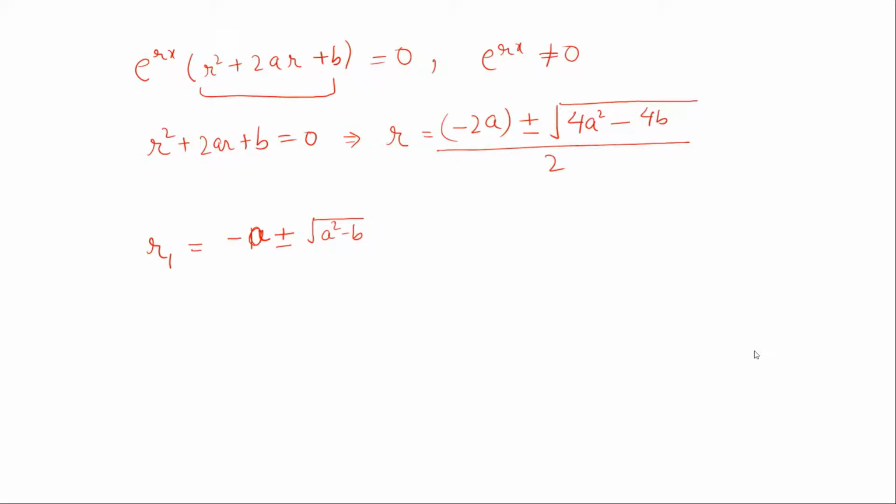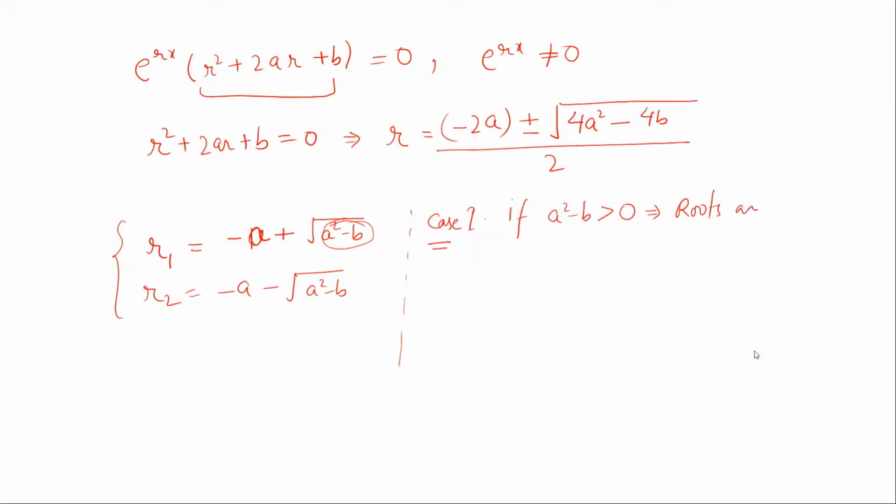Okay, so if we are writing r1, then it should be only minus, and r2 would be minus of a minus under root a square minus b, these two roots. Okay, now for these roots to solve, we may have different cases. Case 1, we will say that if this portion a square minus b is greater than 0, then it states that these function roots are real and distinct. Roots are real and distinct.